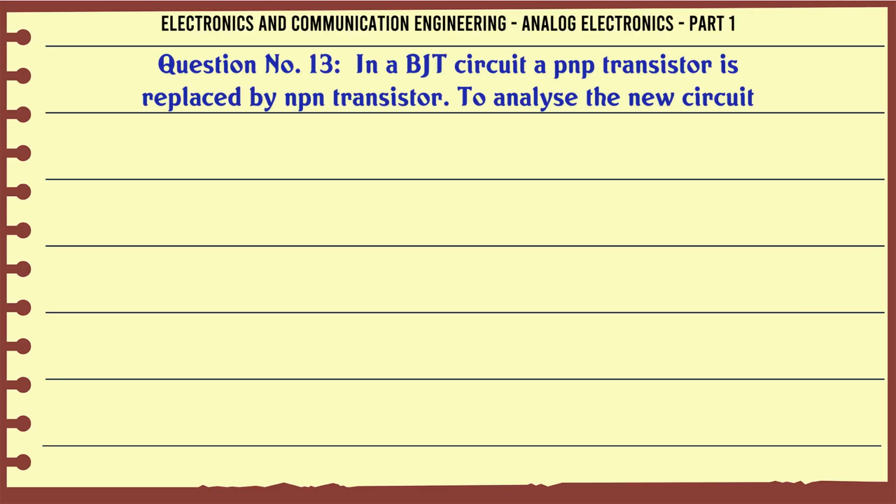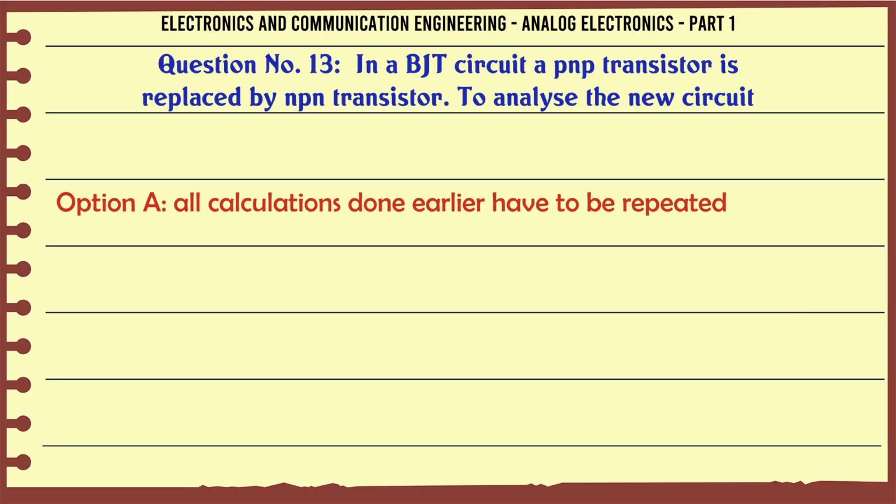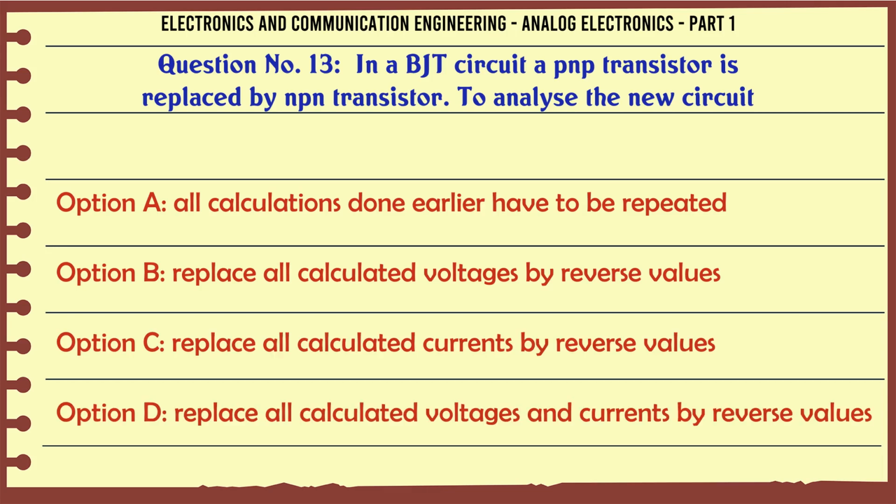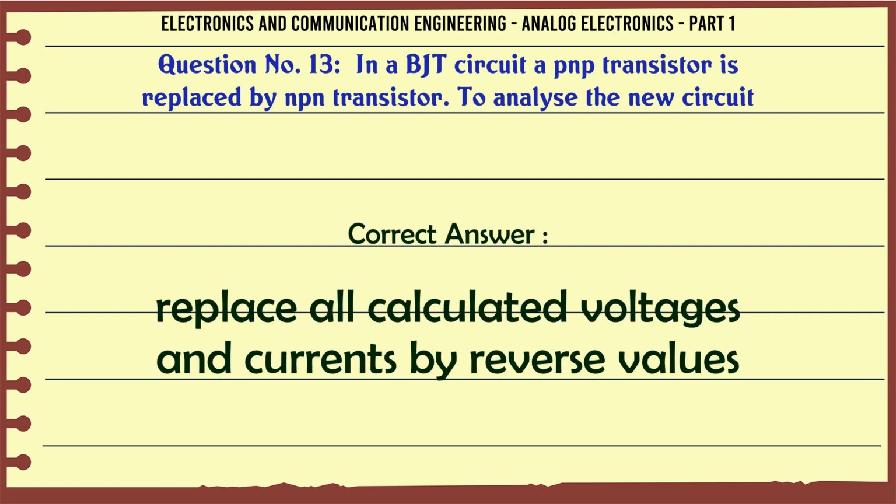In a BJT circuit, a PNP transistor is replaced by an NPN transistor. To analyze the new circuit, A. all calculations done earlier have to be repeated, B. replace all calculated voltages by reverse values, C. replace all calculated currents by reverse values, D. replace all calculated voltages and currents by reverse values. The correct answer is replace all calculated voltages and currents by reverse values.